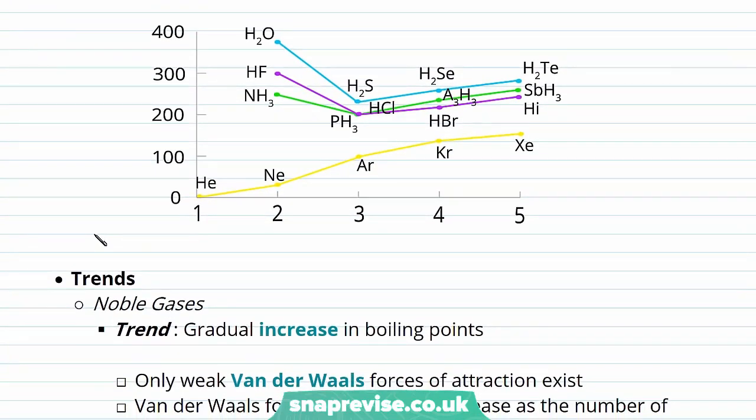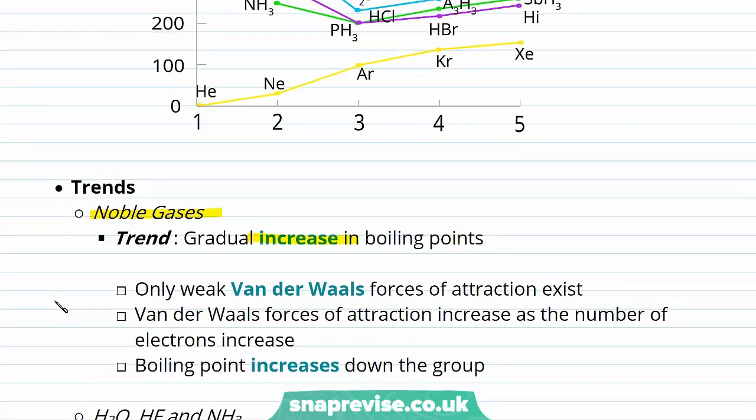First of all, let's take a look at the boiling point of our noble gases. Our noble gases are shown here in yellow, and the trend that we see is a gradual increase in the boiling points. So why do we see this gradual increase in the boiling points? Well, only weak van der Waals forces of attraction exist between our noble gases. Now, the van der Waals forces of attraction increase as the number of electrons increase. So the boiling point increases down the group.